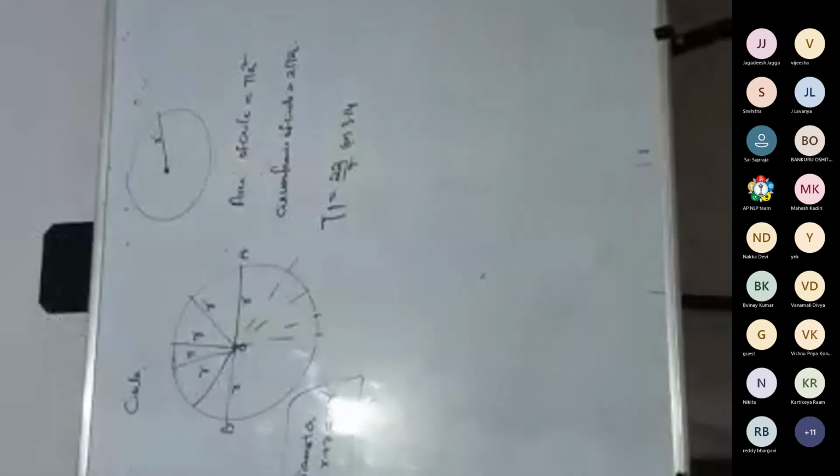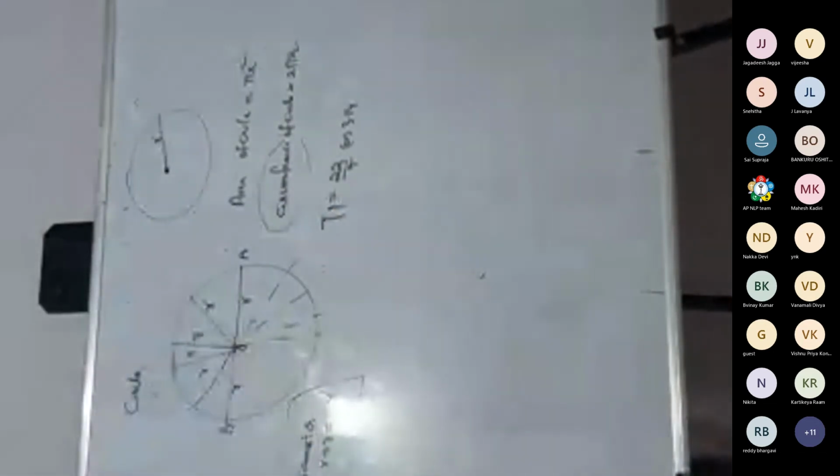Pi is equal to 22 by 7 or 3.1. This is the area of the circle. The circumference of the circle we can also call the perimeter, because for a circle we denote it with circumference. That is nothing but the perimeter of the circle. Circumference and perimeter have similar meaning. Area of the circle is pi r square. The circumference of the circle is 2 pi r. That is the circle concept.